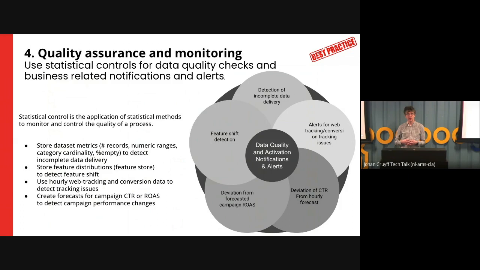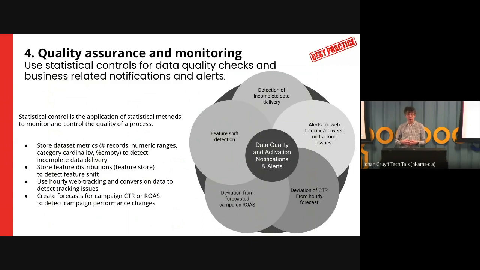storing metrics like the number of records you get daily, the numeric ranges, the cardinality of fields. You can very quickly detect anomalies, deviations, changes there, and you can have automatic alerts on those data quality issues, or you can very quickly detect that data is not delivered completely, that you have incomplete delivery, in a very automated way.